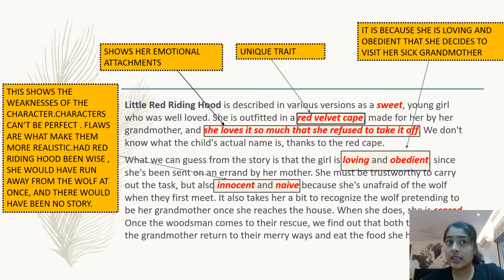The last point that I've highlighted is that she's innocent and naive. Now, this is the basis on which the story was made. Had she not been innocent, had she not been naive, there would have been no story.